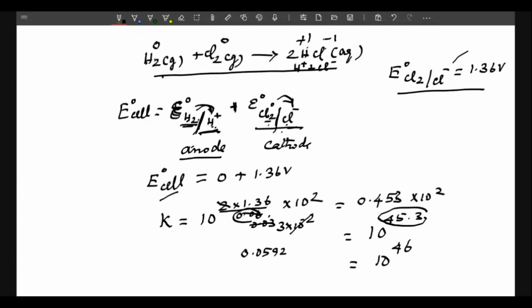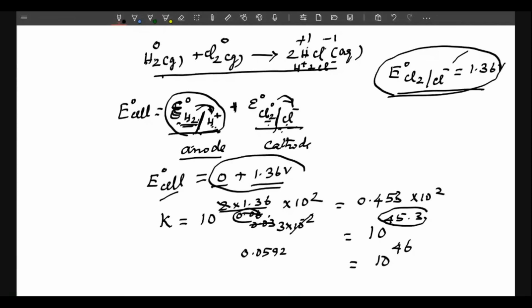Here you should know the reduction potential. Here you should know the oxidation potential. The reduction potential of the cathode is given as 1.36, but they have not given the oxidation potential of this anode, because you will well know the oxidation potential of the anode, hydrogen for H plus is taken to be 0 for our case. Therefore, I have put 0 and the reduction potential is plus 1.36. Therefore, this and this will give you the cell EMF. Knowing the cell EMF, you can calculate the K.